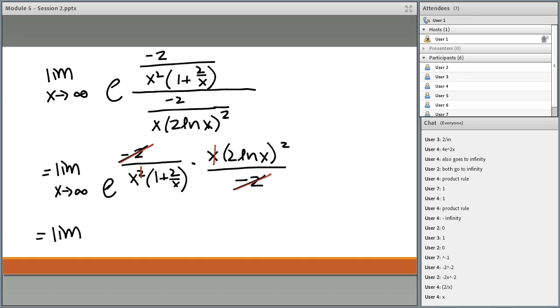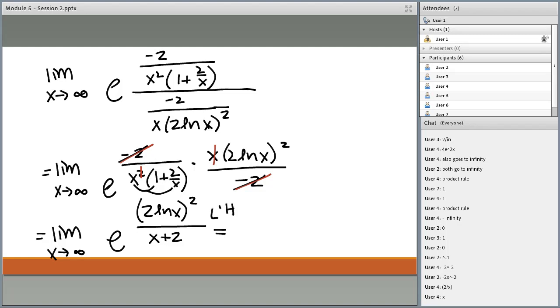Okay, so simplifying again, the limit as x approaches infinity, we have e. In the numerator, we have 2 natural log x squared. In the denominator, we could distribute this x to both of those terms, and that would get rid of the complex fraction. So we would have x plus 2. So it's slowly starting to simplify a little bit more. And again, if I take the limit as x goes to infinity, the exponent goes to infinity over infinity, and that's what we can't have.